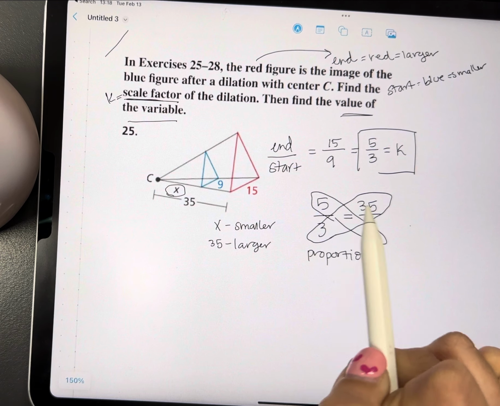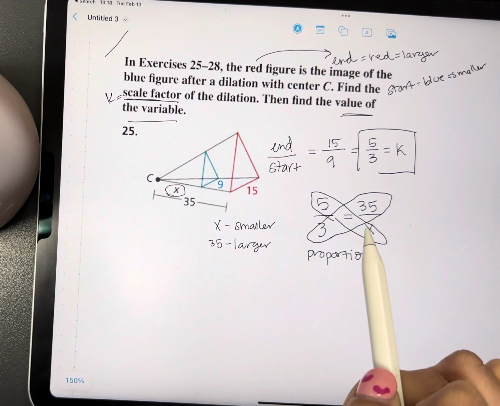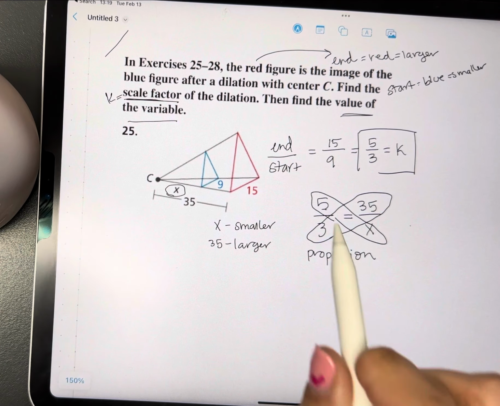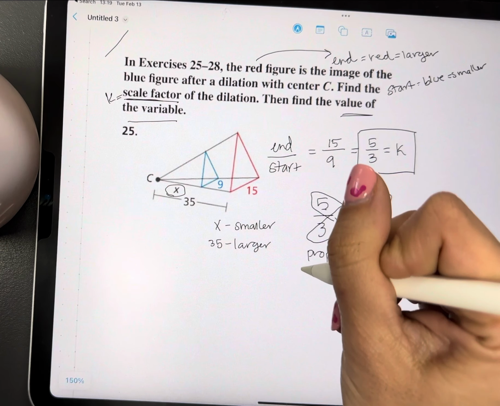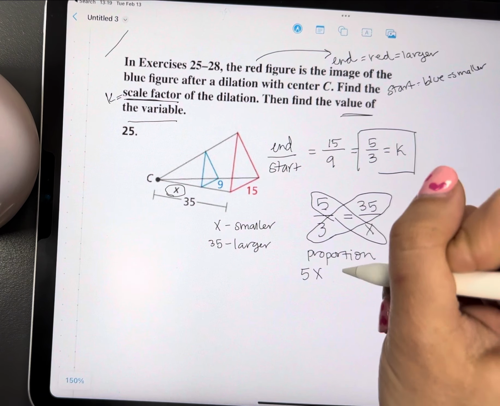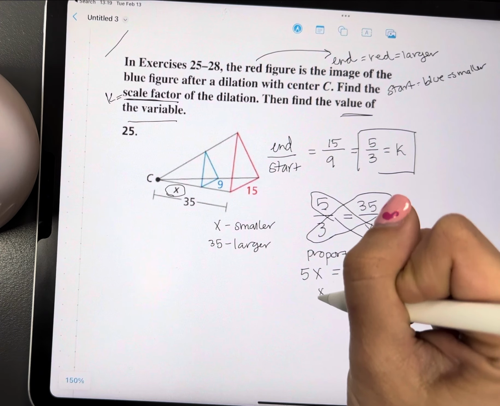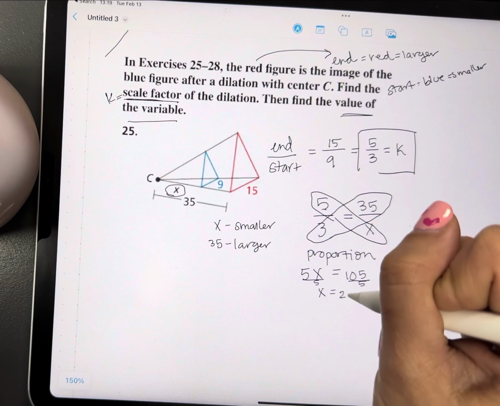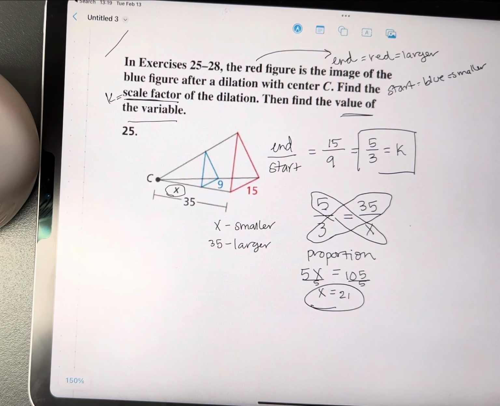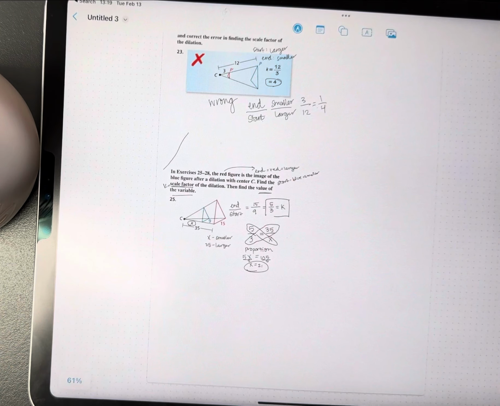But in this case, you can also look at 5 times what was 35? 7. So 3 times 7 is 21. But that's not always going to work out. It's not always going to be easy to see there. So we can go 5x equals 3 times 35, which is 105. And then divide by 5 to get that x is 21. All right. So that's for 1. I'm going to stop it, and then I'll do 8-1 in a separate video.